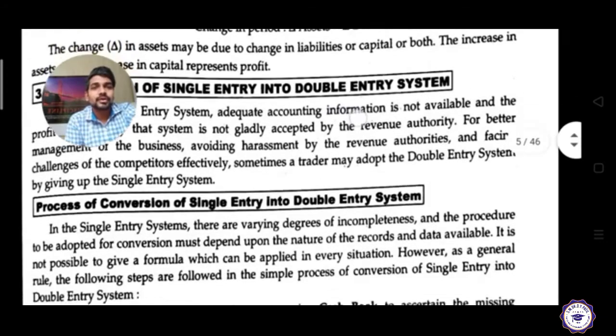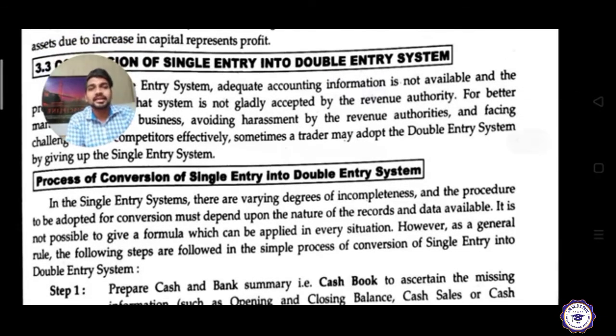So the process of conversion of single entry into double entry: in the single entry system there are varying degrees of incompleteness, and the procedure to be adopted for conversion must depend upon the nature of record and data available. It is not possible to give a formula which can be applied in every situation. However, as a general rule, the following steps are to be followed in the process of conversion of single entry into double entry system.